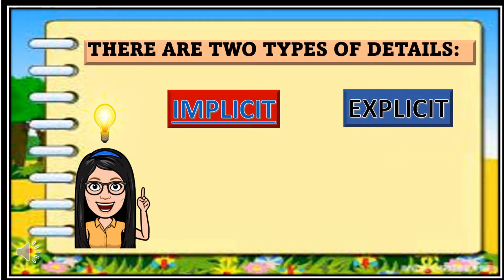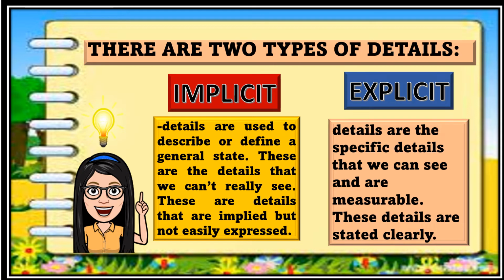There are two types of details. We have implicit and explicit. So let's define what implicit and explicit are. Implicit details are used to describe or define a general state. These are the details that we cannot really see. These are details that are implied but not easily expressed, while explicit details are specific and are ones that we can see and measure. These details are stated clearly.